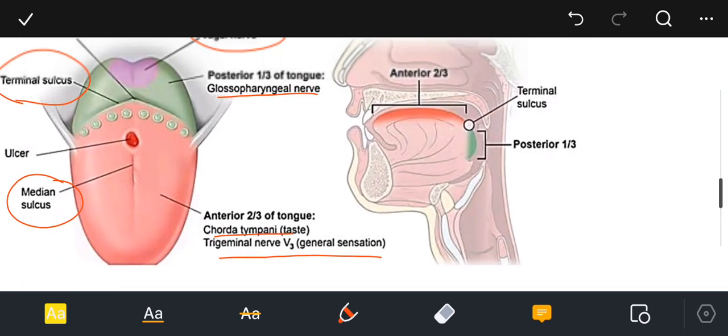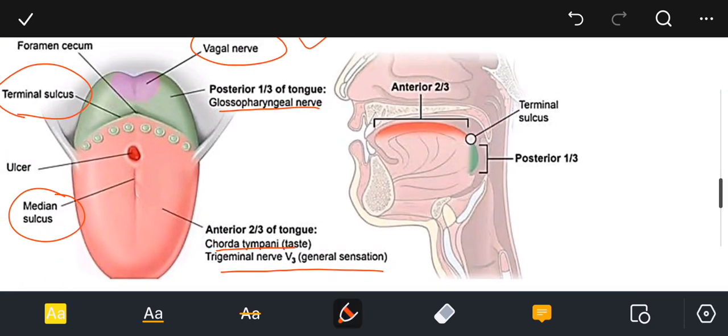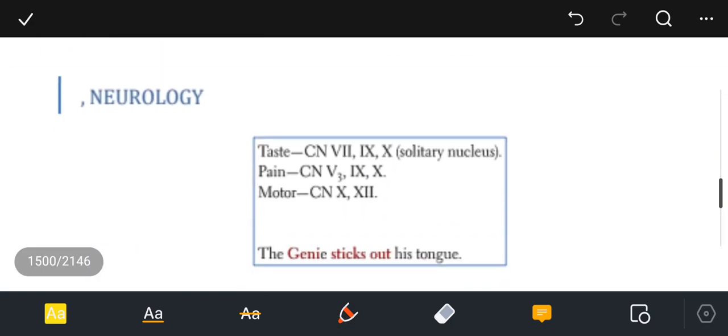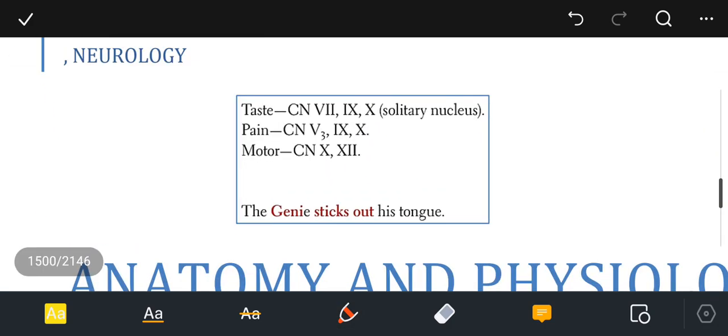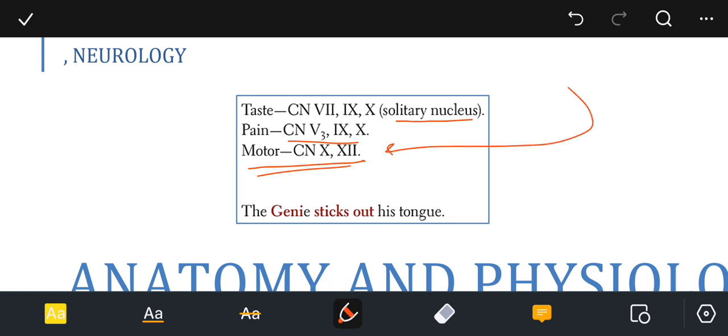Then we have the sulcus limitans, which you can see in the anterior 2/3, and the terminal sulcus is over here in the posterior 1/3. Moving forward to the neurology, the taste sensation is taken by CN7, 9, 10 to the solitary nucleus. The pain is taken by CN5-3, CN9 and CN10, and the motor fibers are coming from CN10 and CN12, mostly by CN12 and somewhat by CN10 to the palatoglossus as well.